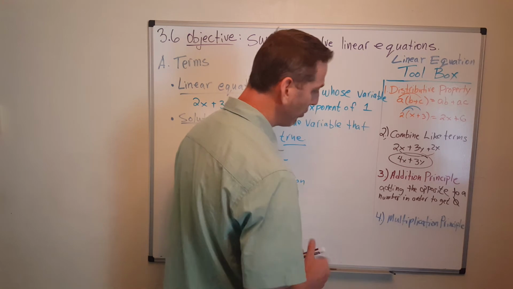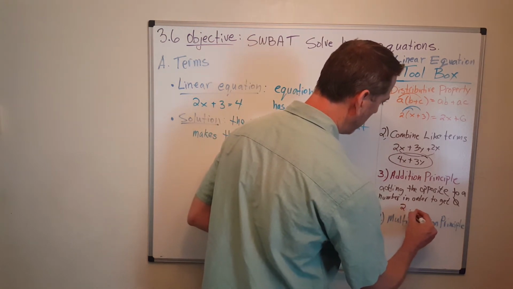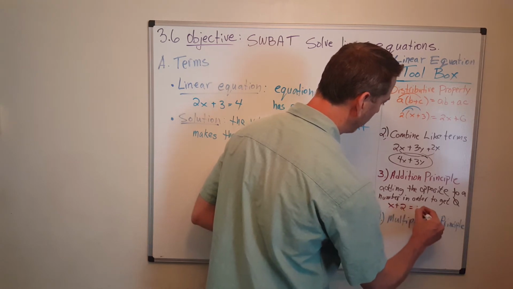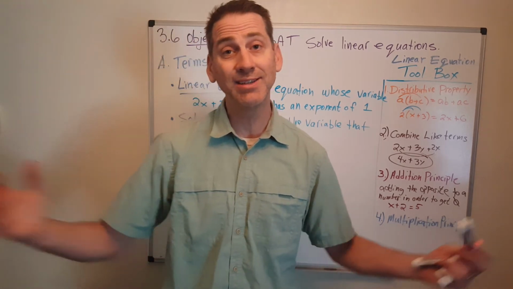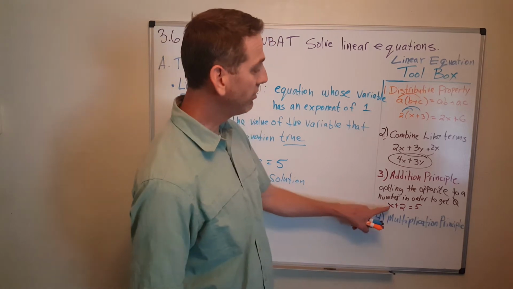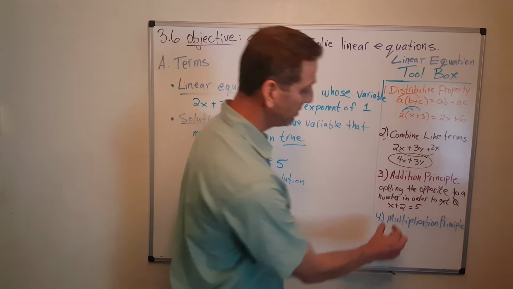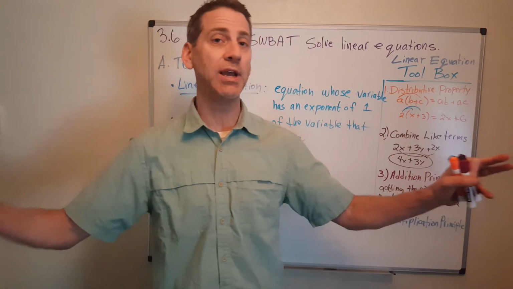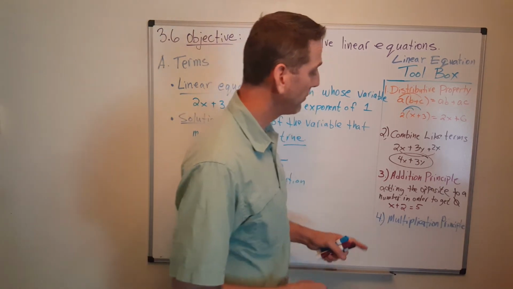So for example, if I had x plus 2 equals 5, that's a linear equation. Well, there's no distributing to do there, is there? And there are no like terms. These two are alike, but they're on opposite ends of the equal sign. They have to be on the same side of the equal sign to be like terms.